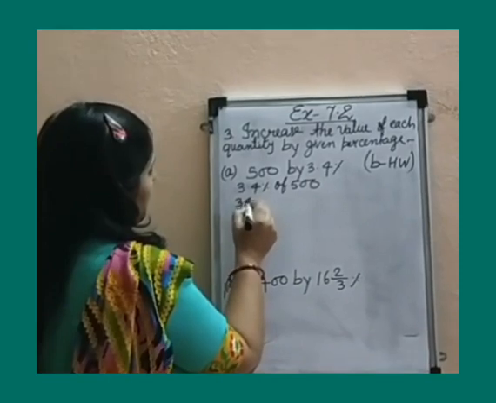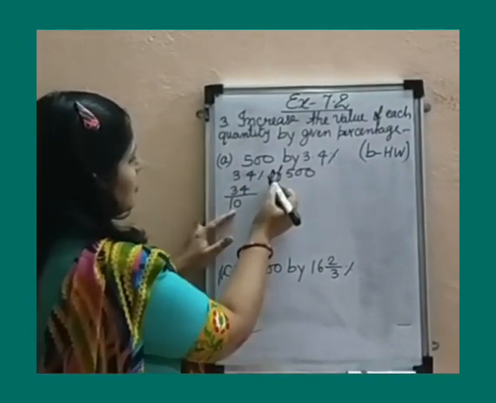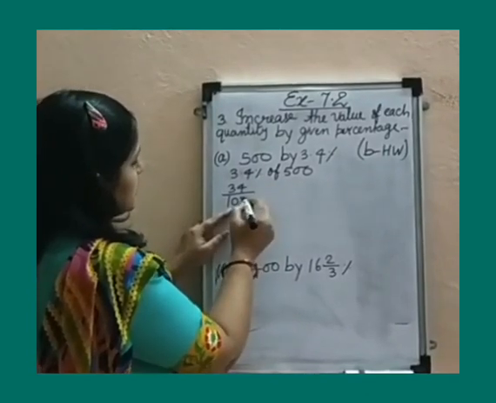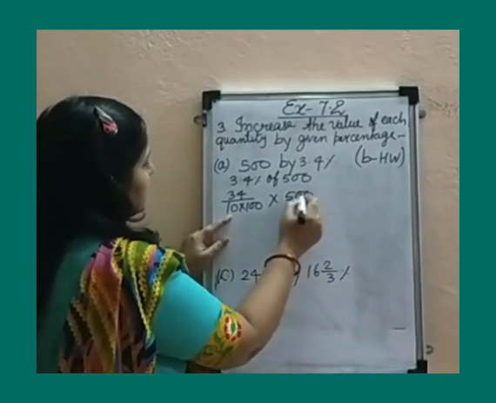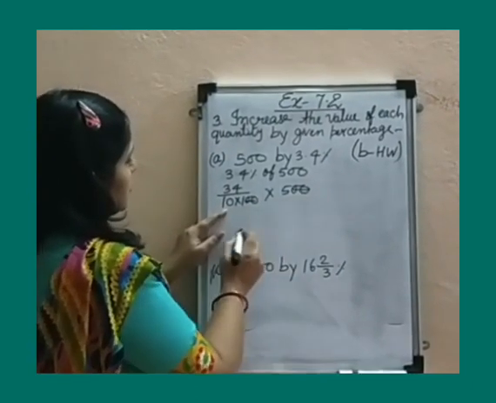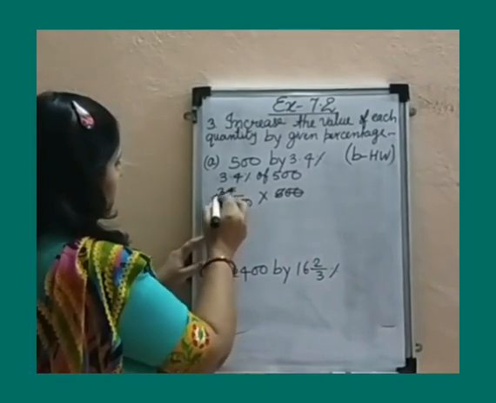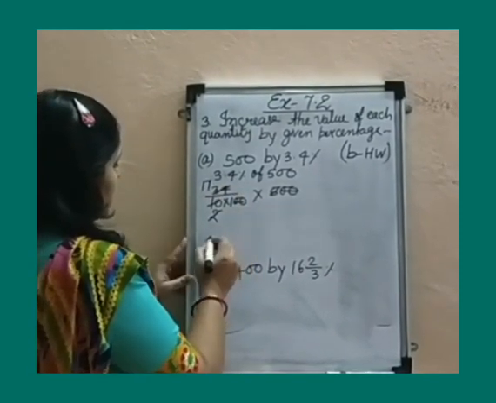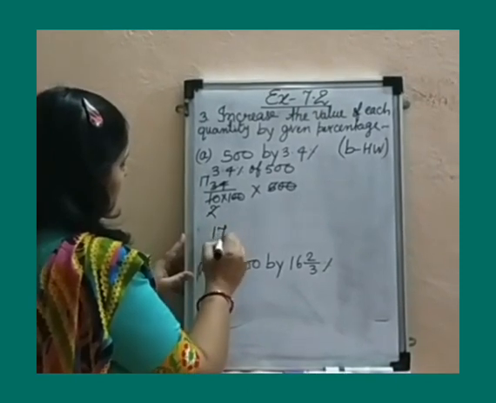After removing the decimal, it is 34 upon 1000, and after removing the symbol of percentage, it is 100, into 500. Cancel double zero by double zero. 5 twos are 10 and 17 twos are 34. So rupees 17.